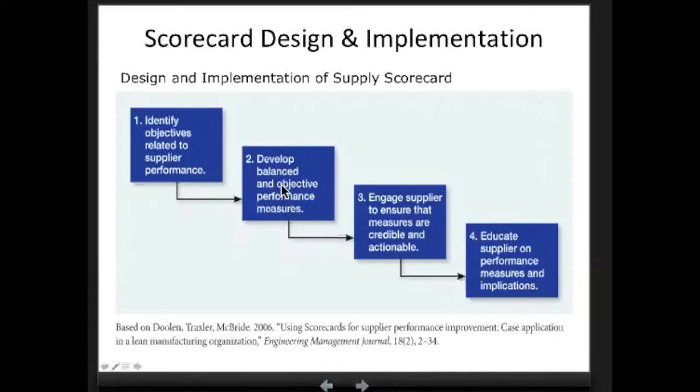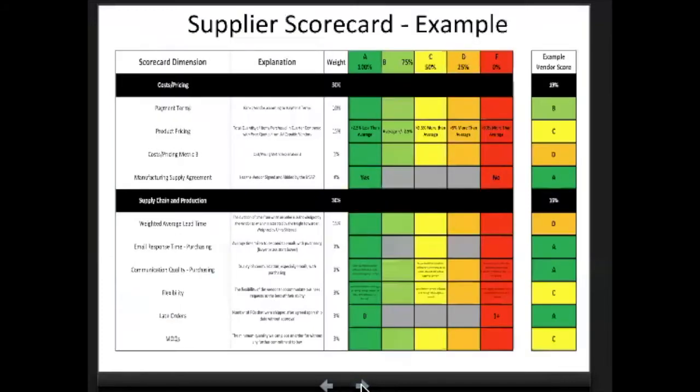And this is something where you want to engage supplier as you're developing this set of measures. So engage suppliers to ensure that the measures are credible and actionable. And finally, educate supplier on performance measures and implications, why these performance measures are in there and what is the implication for the organization. So that becomes the foundational tool that then helps the two organizations improve performance.